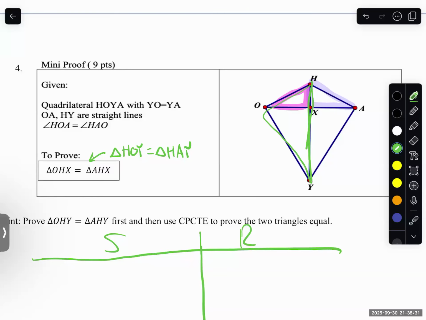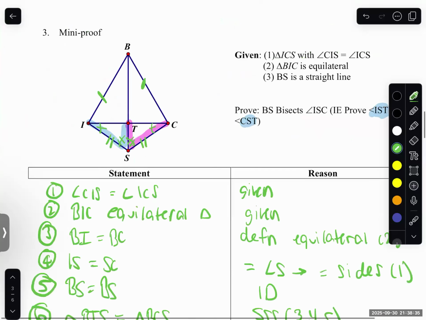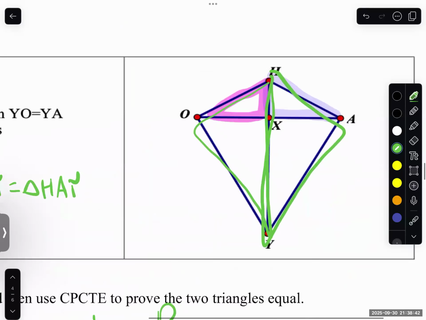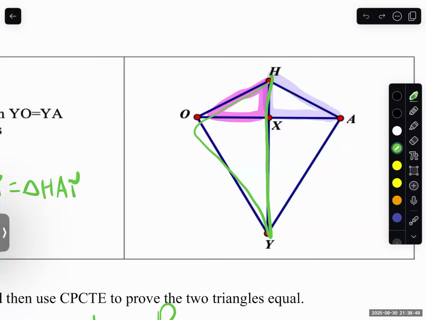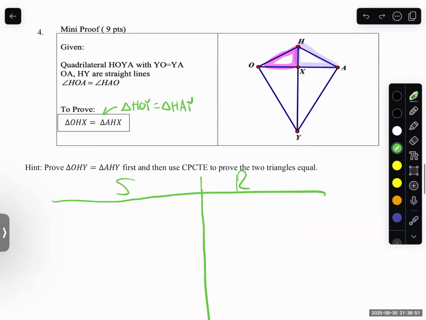Our strategy here is going to be to prove that these triangles are equal here. And then kind of like the last one, the bigger triangles gave us these angles right here. So the bigger triangles will give us these angles. You might say, okay, well, why is that helpful? We'll see in a second. So again, I'm going to add another proof in there. We have YO is equal to YA by given, and I have angle HOA is equal to HAO, also by given.